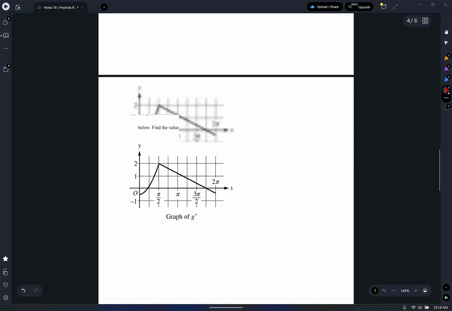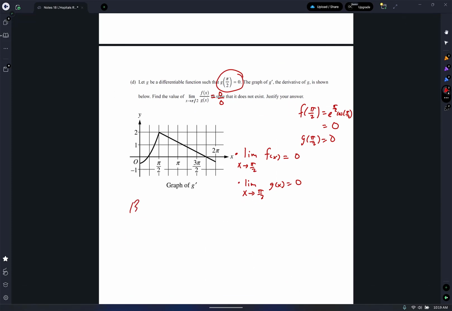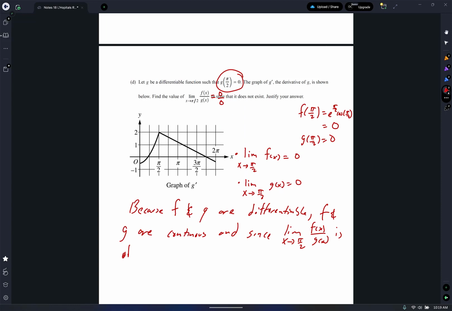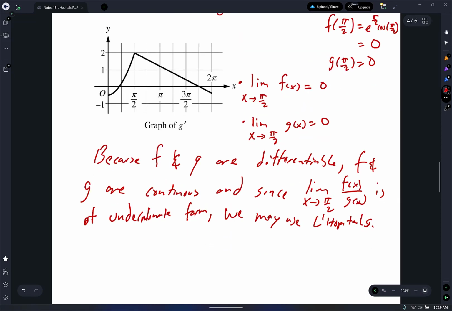And then I think you had to make a statement, and the statement said something like, because f and g are differentiable, and well, if you're differentiable, you're continuous, f and g are continuous, and since the limit as x approaches pi over 2 of f of x over g of x is of indeterminate form, we may use L'Hopital's. They have to state something like that to get the full credit.